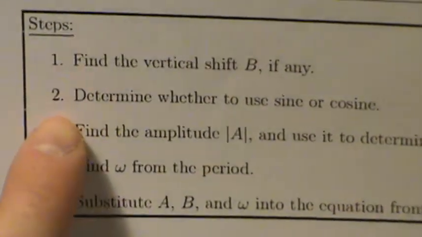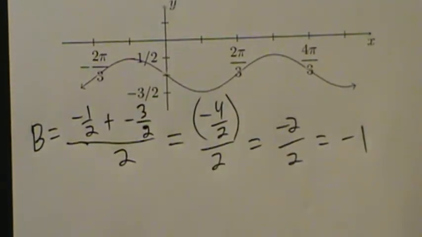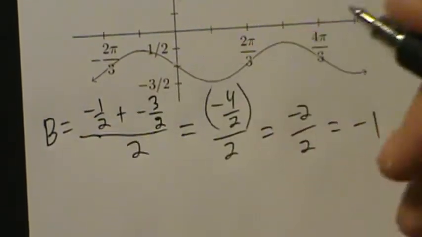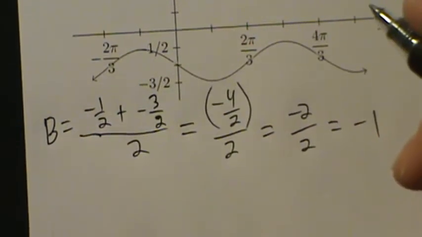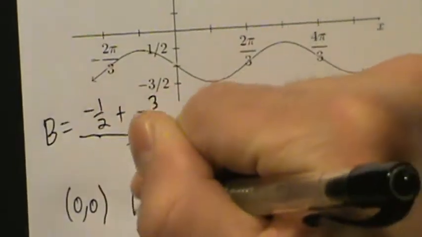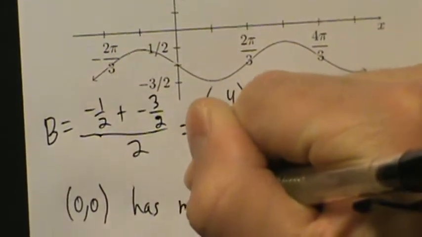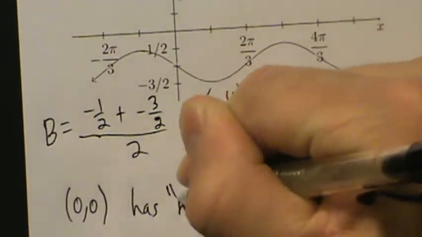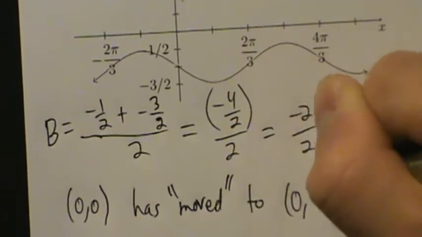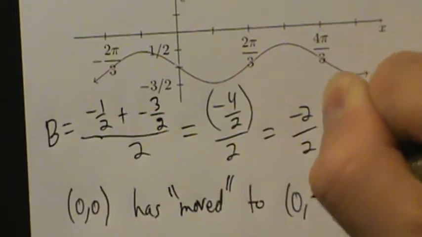Step 2, determine whether to use sine or cosine. Since we have a vertical shift, this step is going to be a little more complicated. Just like we said in example 3, the other one with the vertical shift, what we're going to say now is that 0, 0 has moved, so to speak, to 0, -1. Okay, what are we talking about?